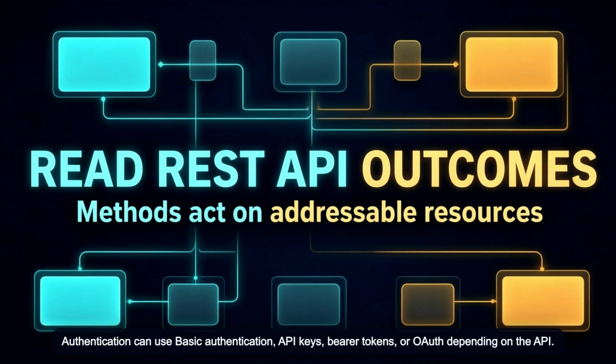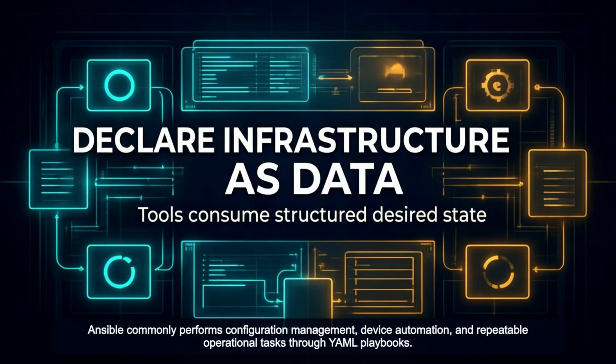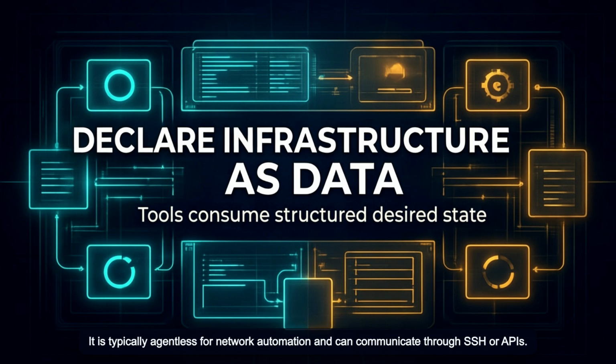Authentication can use basic authentication, API keys, bearer tokens, or OAuth, depending on the API. Treat credentials as secrets. Use encrypted transport, check status codes, and verify returned state rather than assuming a submitted request succeeded. Ansible commonly performs configuration management, device automation, and repeatable operational tasks through YAML playbooks. It is typically agentless for network automation and can communicate through SSH or APIs.